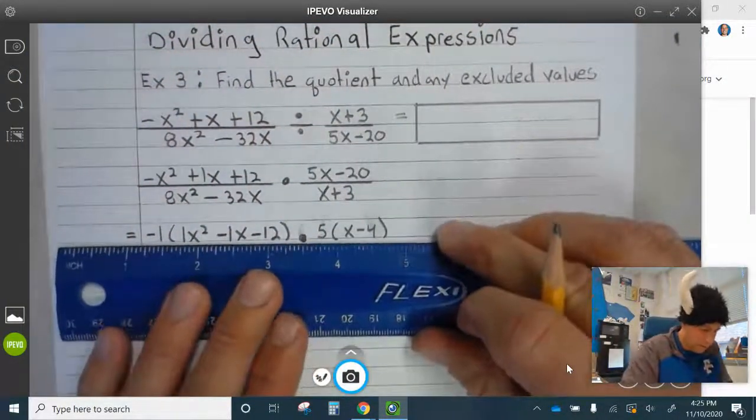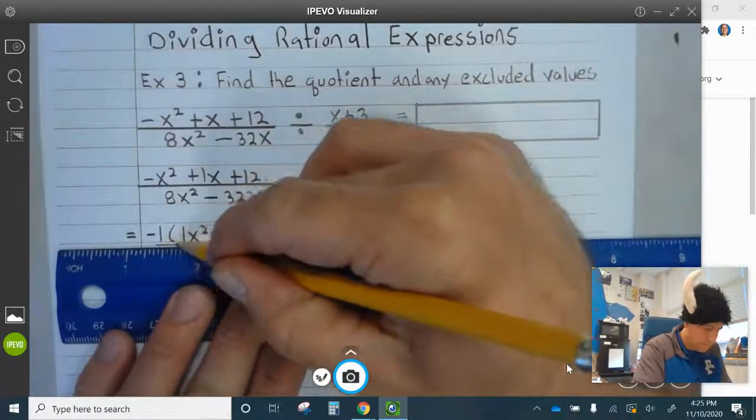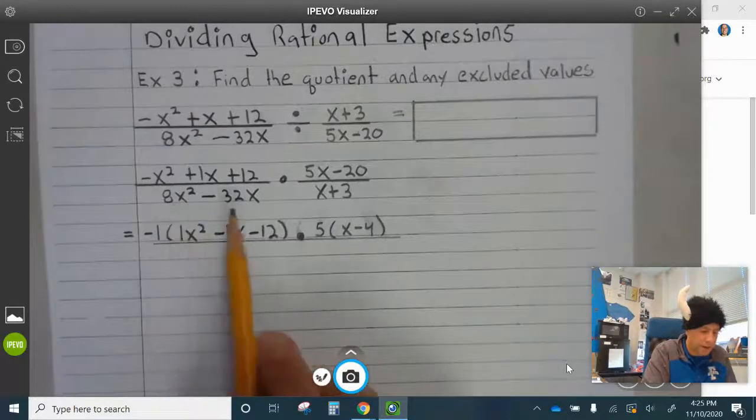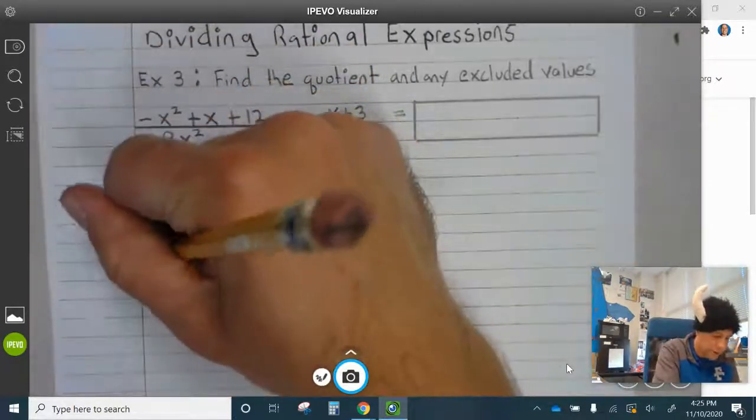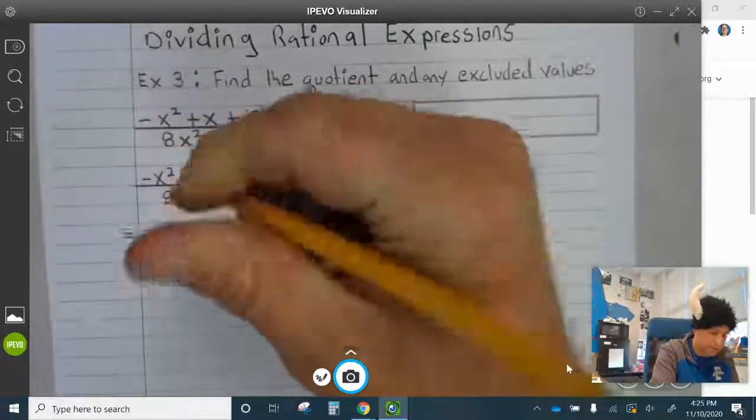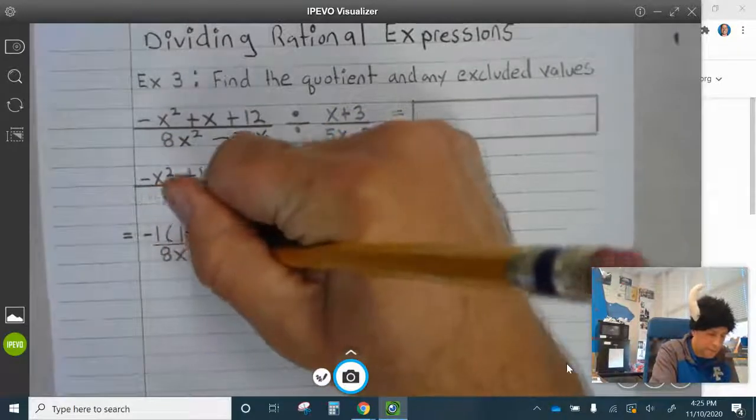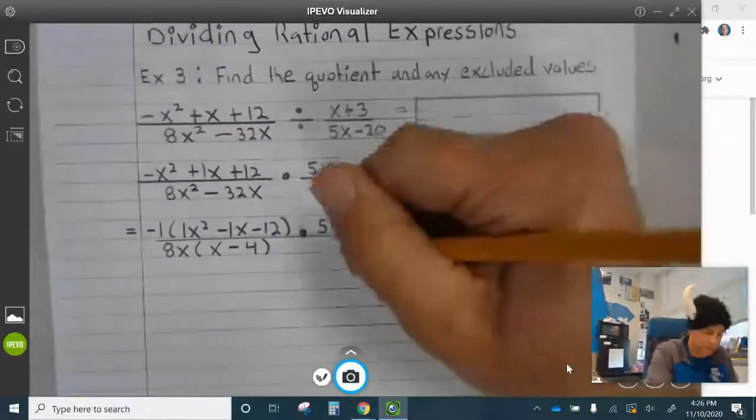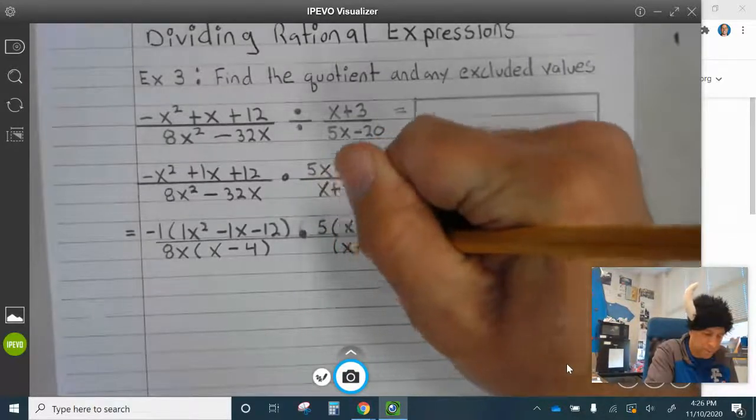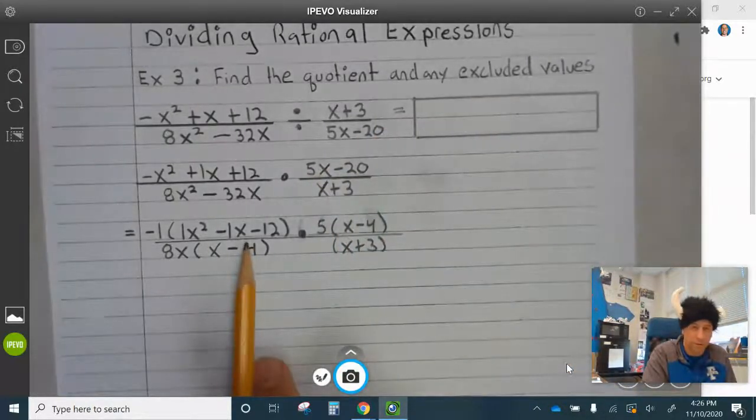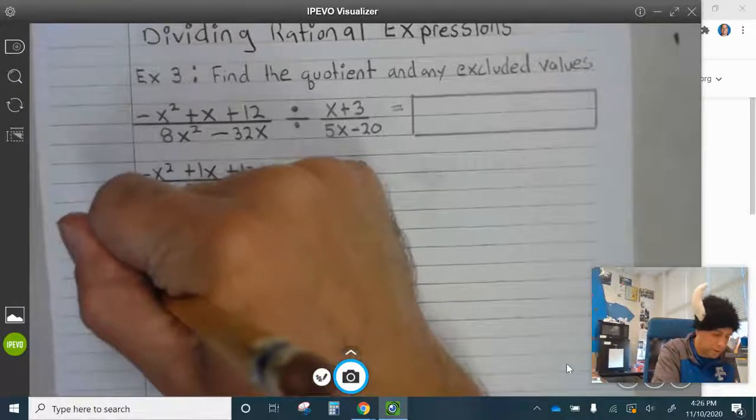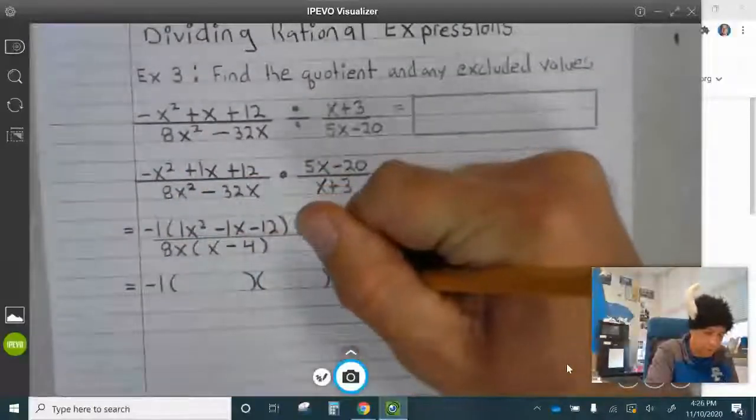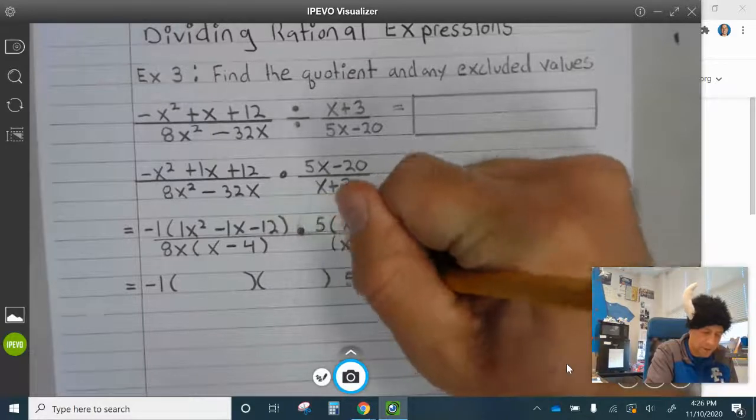Now, divided by, okay, it looks like we can factor out an 8x from each of these, so that's 8x, which leaves x minus 4, and then that's just times x plus 3. Now we need to factor this. So that equals negative 1. We know 2 parentheses. We still have times 5 x minus 4.